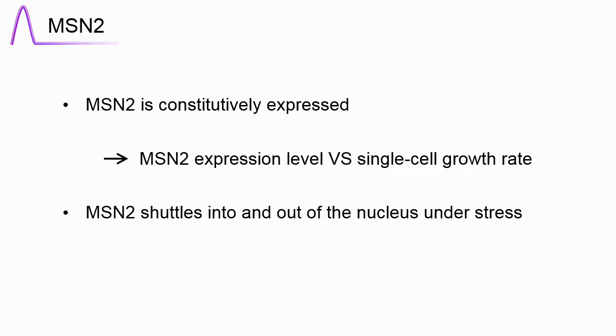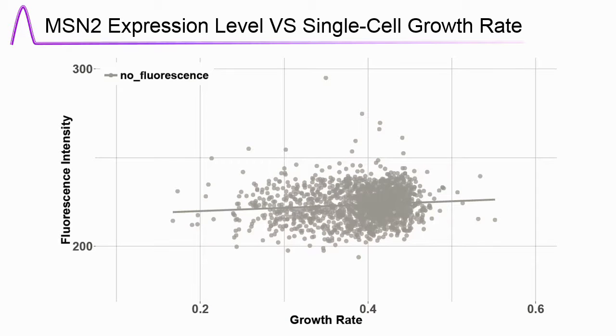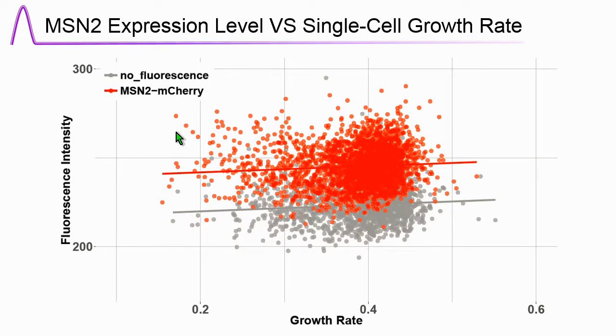So the corresponding hypothesis will be that MSN2 also shuttles under benign condition, and probably its intracellular dynamics is what matters. Okay, let's take a look at the expression level first. On the x-axis, I'm again plotting the growth rate. The y-axis is the per pixel fluorescence intensity, and again I'm plotting the non-fluorescent strain for control. And here I'm showing you the data for the MSN2 cherry strain.